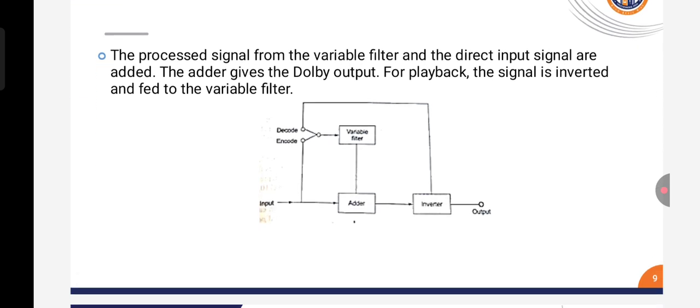The processed signal from the variable filter and the direct input signals are added. The adder gives the Dolby output. For playback, the signal is inverted and fed to the variable filter.